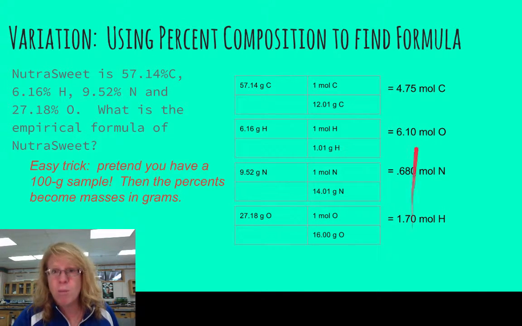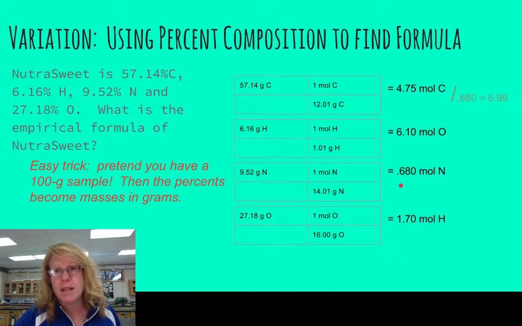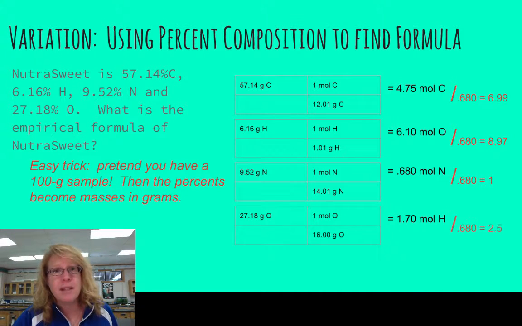Of these 4 mole numbers, the 0.68 right here is the smallest, so I'm going to divide every one of my 4 things by 0.68. And so here's what it looks like when I do that. See if that simplifies my formula. It looks pretty good. So what I get right here is 6.99, that rounds to 7, nice. 8.97, that rounds to 9, perfect. 0.68 divided by itself is going to be 1 by definition.